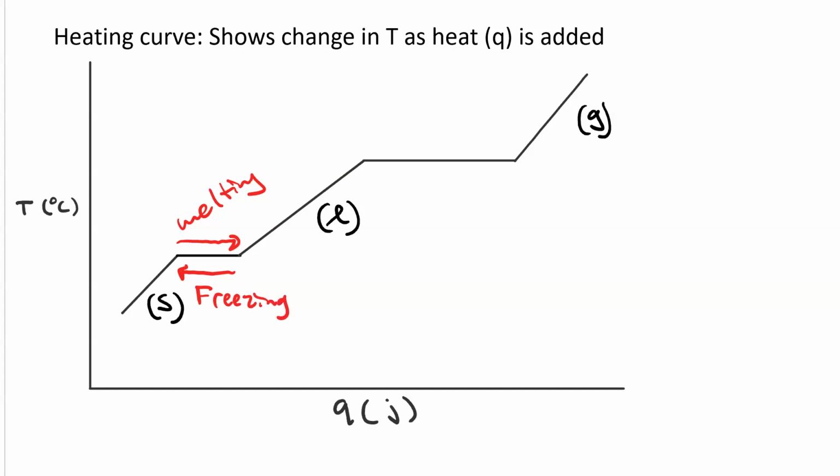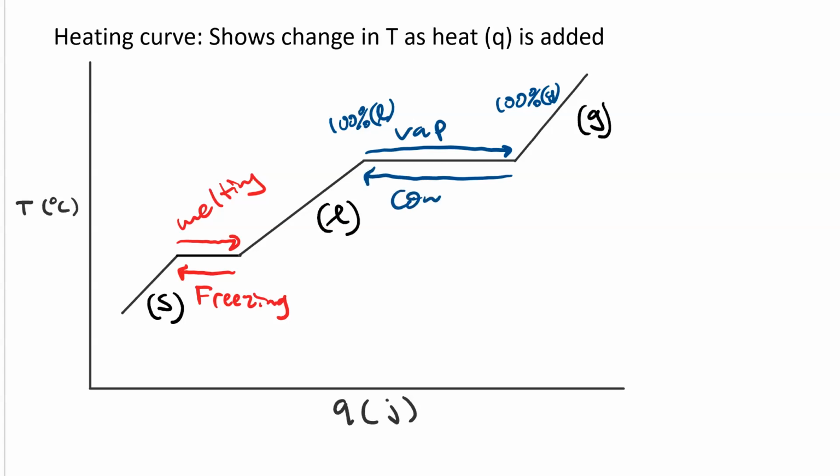Melting requires putting heat in. Freezing requires taking heat out. But notice the temperature is constant during those phase changes. Up here, going to the right, we start out 100% liquid. We end up 100% gas. That's vaporization. On the other hand, going the other way is condensation.